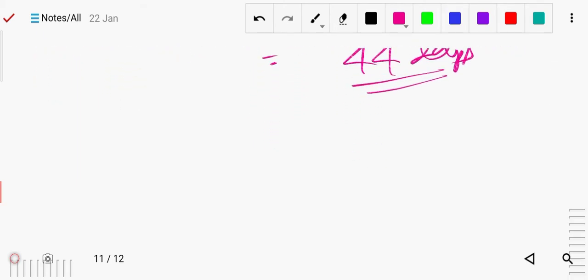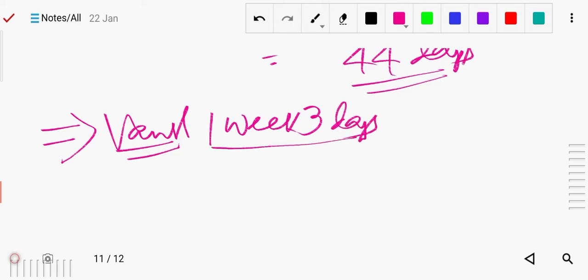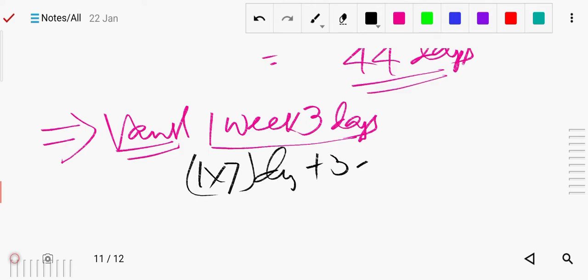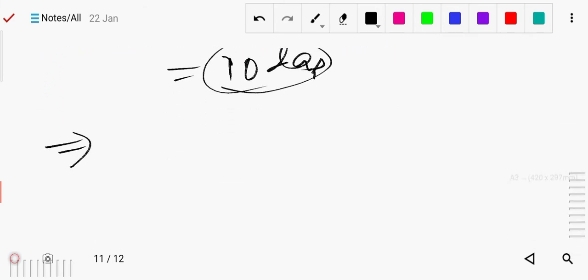Okay, now for the different places. So first, where she stayed, you can check that. First one is that she stayed in Varanasi. So in Varanasi, how much did she stay? 1 week and 3 days. Okay, 1 week and 3 days, you can convert it. 1 week means 1 into 7, and the days you can write in the plus form also. So 7 plus 3, so it will be 10 days. So 10 days she stayed in Varanasi. Okay, next, where did she stay? Next in Kolkata.